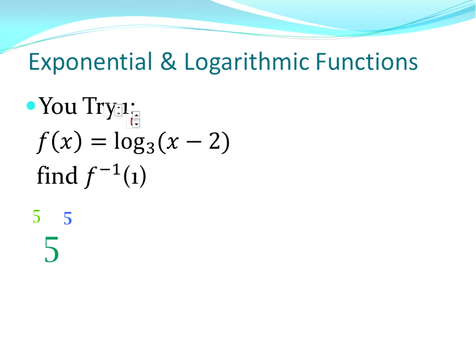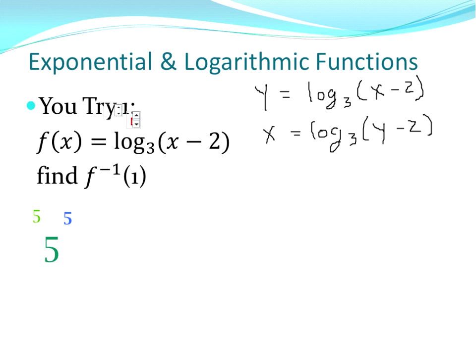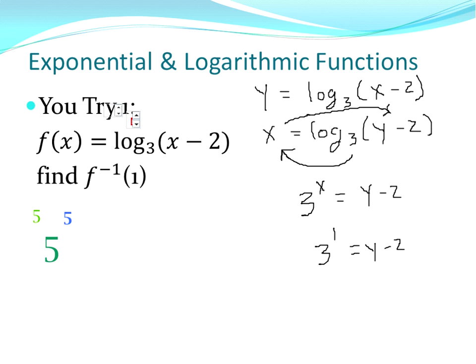So, steps. I change the f of x to y. Remember, that's always the first step when we're finding inverses. Change f of x to y. And then I'm going to swap places here. So I put my x where my y is, and I put my y where my x was. In this case, I'm going to change to exponential to get rid of my log. So it's going to be 3 to the power of x equals y minus 2. And then what do they want me to plug in? Just the 1 for the x. 3 to the power 1 equals y minus 2. 3 to the power 1 is 3. I'm just going to add 2 to each side. So y equals 5.